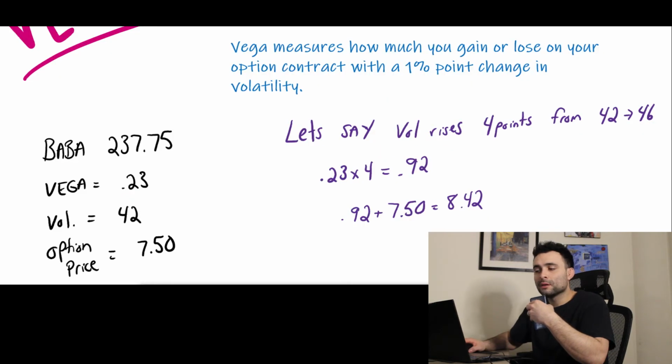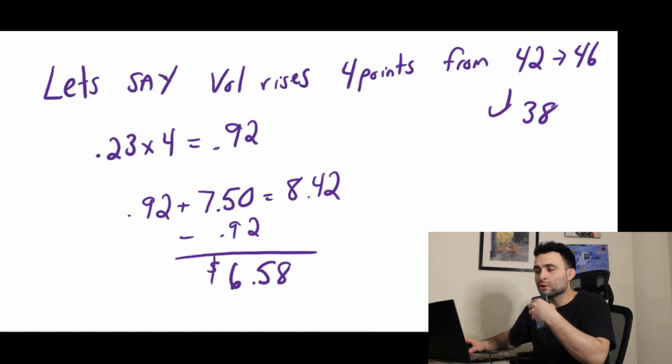So you would take your Vega, 23 cents times 4 equals 92 cents, and then you would add that to the option price. So 92 cents plus 7.50 is equal to 8.42 would be the new option price if volatility rises. If everything else stays the same and just volatility rises, your new option contract will be worth 8.42. Also, if it goes down 4 points, let's say to 38, you would subtract that 92 cents from the 7.50 and the option contract will be $6.58.